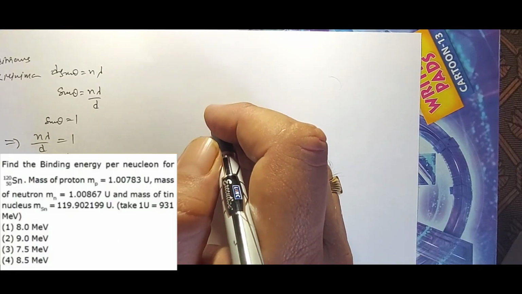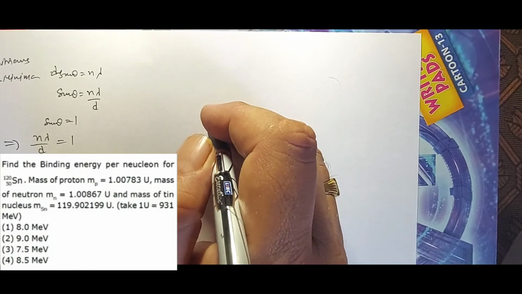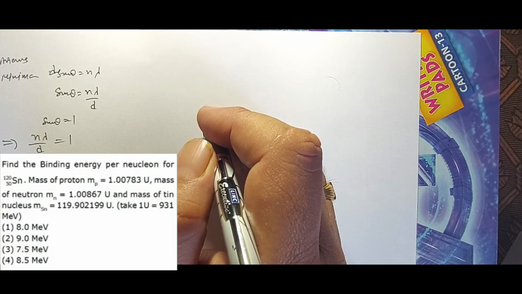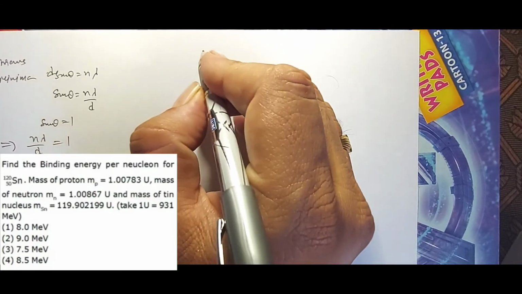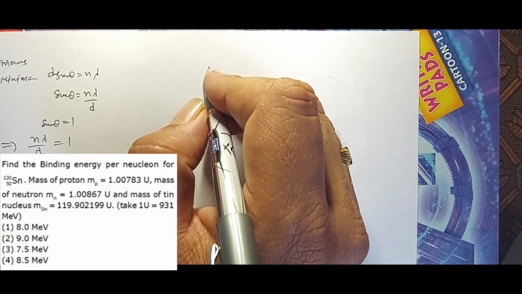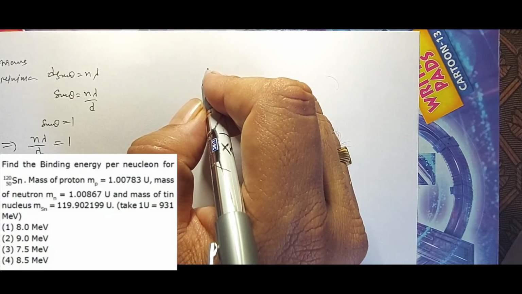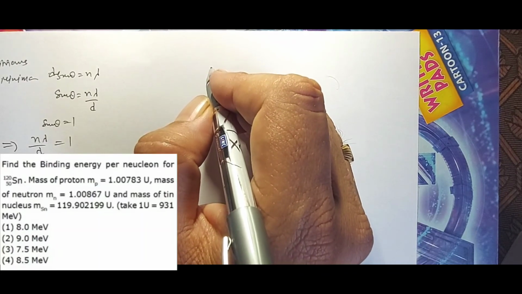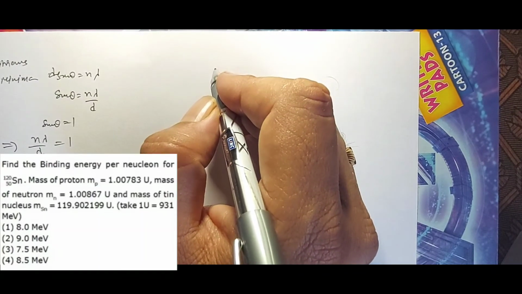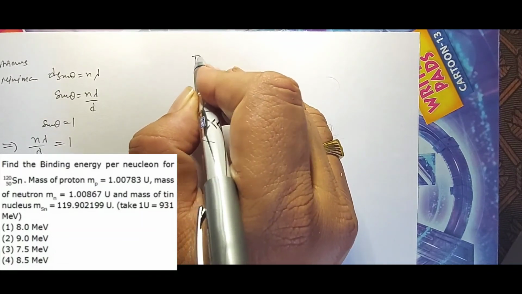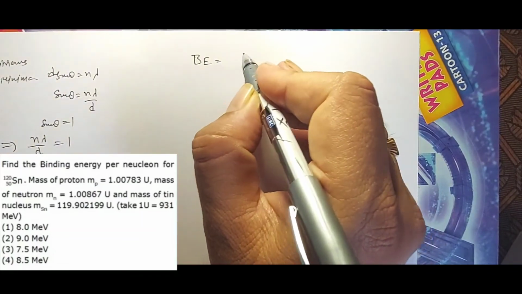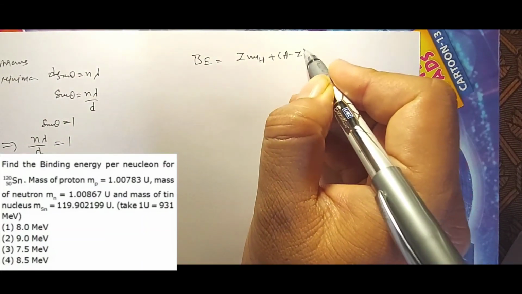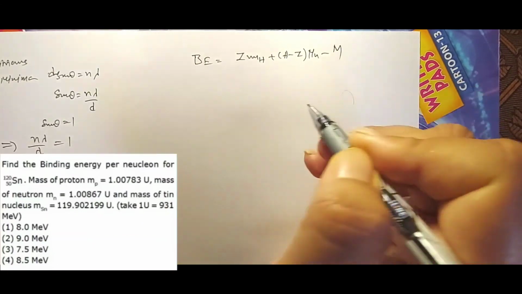Next question. This question is also from Nuclei. Find the binding energy per nucleon for tin 50-120. The mass of the proton, the mass of the neutron, and the mass of tin are given. We know that binding energy is equal to ZMH plus A minus Z into Mn, minus M, the actual mass of the nucleus.